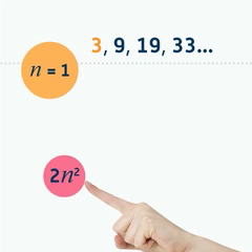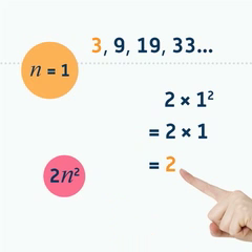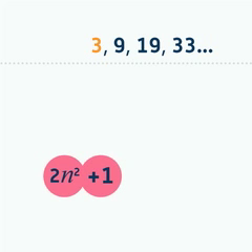We already know part of our nth term is 2n squared, so let's do that bit first. 2 times 1 squared equals 2 times 1, which equals 2. To get from this answer to 3, we add 1. Our nth term will now read 2n squared plus 1.